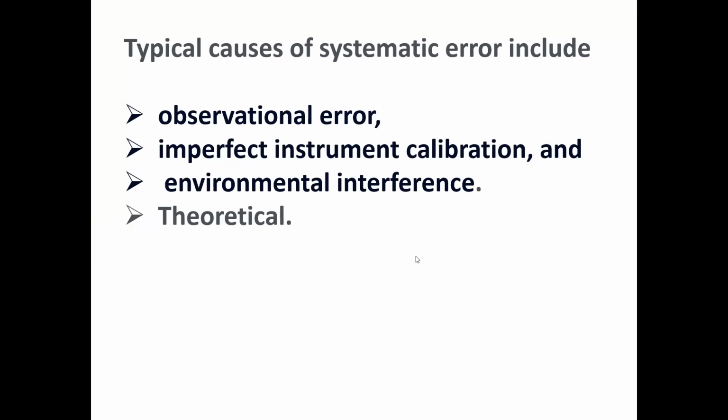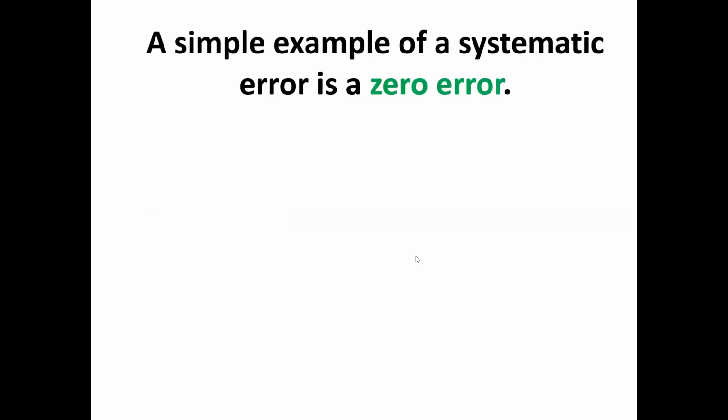There are some observational issues, imperfect instrumental calibration, temperature, pressure, theory, etc. The simple example of a systematic error is a zero error. You have to copy this example.